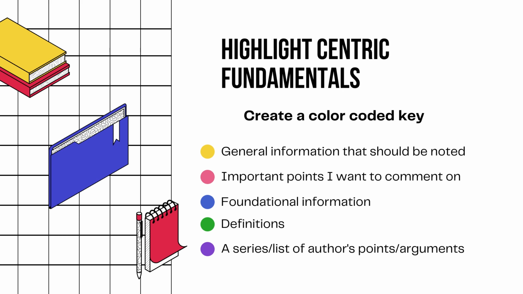Blue is going to be for foundational information. So, for example, if this author is talking about this concept over and over and over again, or the entire article is based off this one foundational piece of information, it's going to be blue. And then anything that's going to be green is going to be a definition. Generally, the telltale sign is if blank is defined as, and then they go ahead and define it, it's automatically going to go in green. And then purple is for a series or list of authors' points or arguments. I'm going to give you an example a little bit later on of what this will look like.